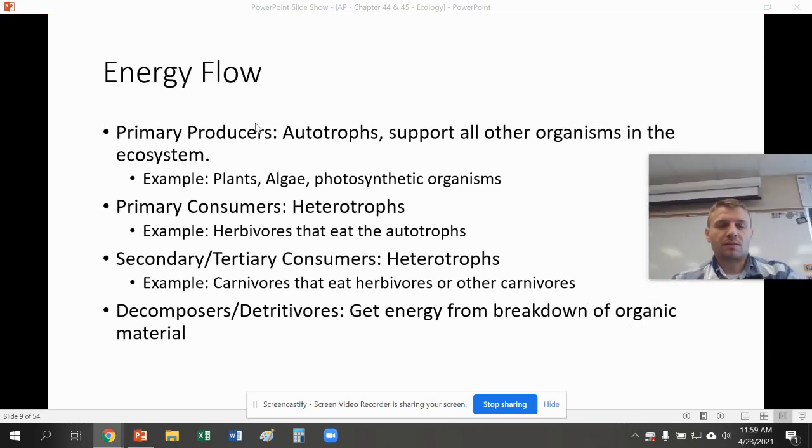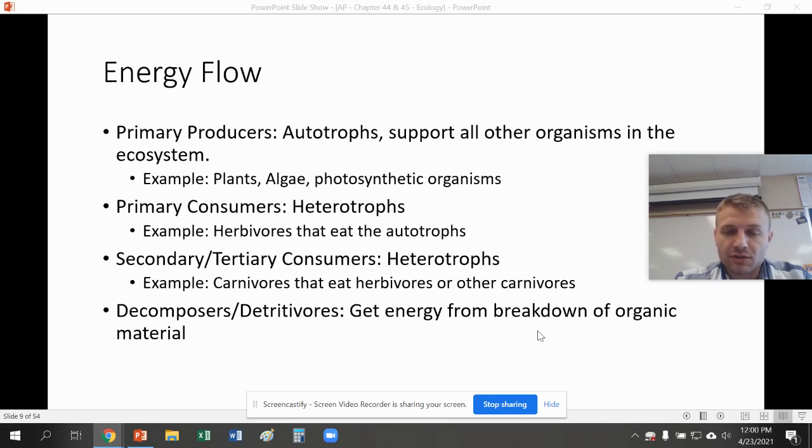All right, so more terms about this energy flow. Primary producers, these are just your autotrophs, and they support all the other organisms in the ecosystem. These are the plants, algae, and photosynthetic organisms in general. Primary consumers are your heterotrophs or herbivores. They eat the autotrophs. Secondary and tertiary consumers are also heterotrophs, but they are usually carnivores or omnivores, and they eat the herbivores. And then you can go even to the quaternary, or the 5th level, 6th level, depending on your ecosystem and the food web.